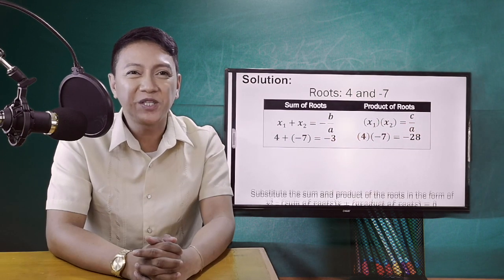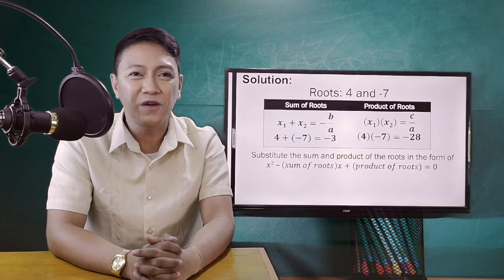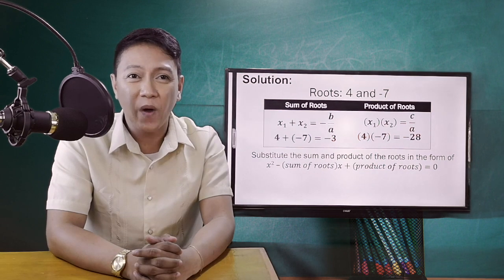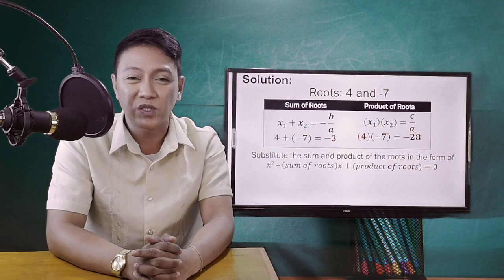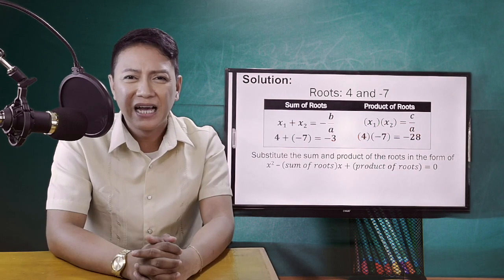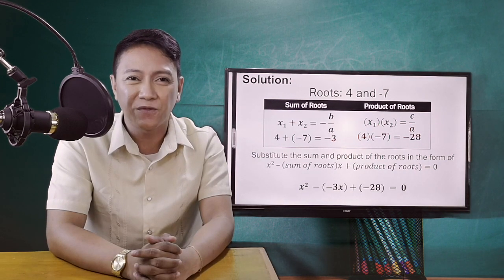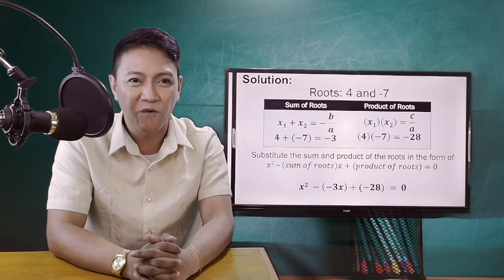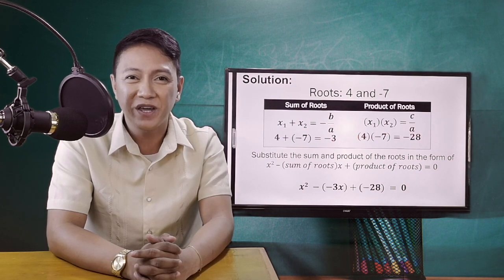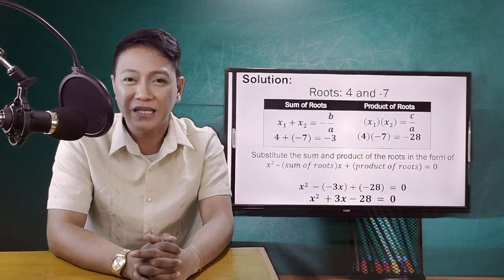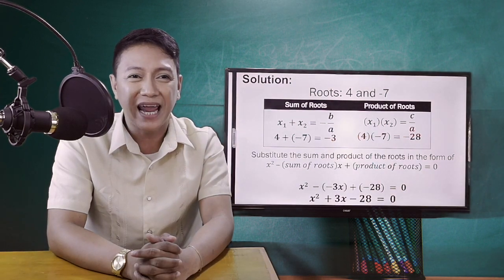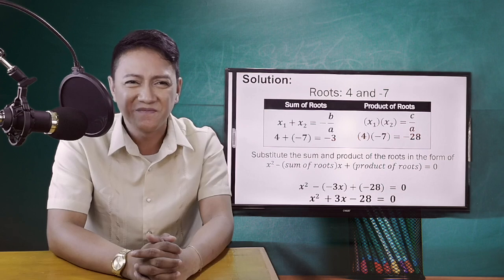Next is to substitute the sum and the product of the roots in the form x squared minus sum of roots x plus product of roots is equal to 0. Since the sum is negative 3 and the product is negative 20, therefore, our equation now becomes x squared plus 3x minus 20 is equal to 0. Did you get it?